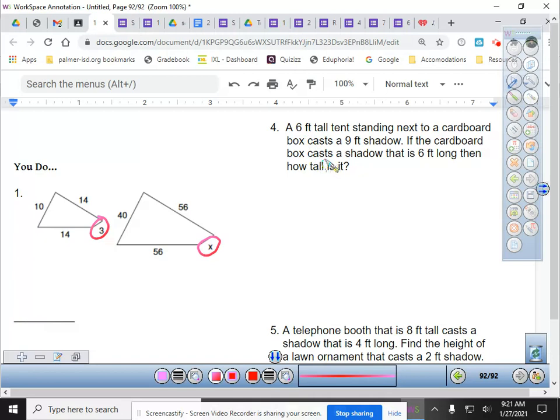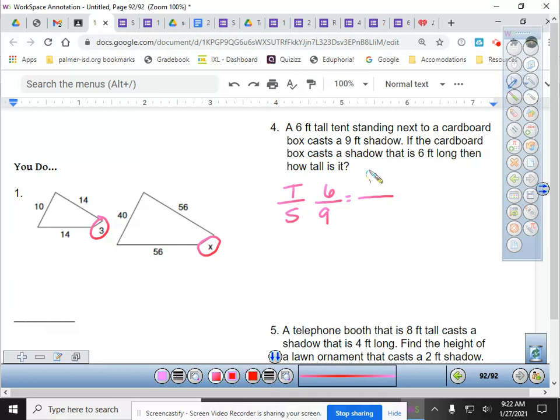And then I want everybody to look at number 4. You see the pictures are gone. I'm going to read it and I want you to read along with me silently. A 6-foot tall tent standing next to a cardboard box casts a 9-foot shadow. If the cardboard box casts a shadow that is 6 feet long, then how tall is it? If you notice, they are all feet, so you can't use feet and feet. So in these cases, I like to use the words tall and shadow. 6 foot tall, 9-foot shadow.